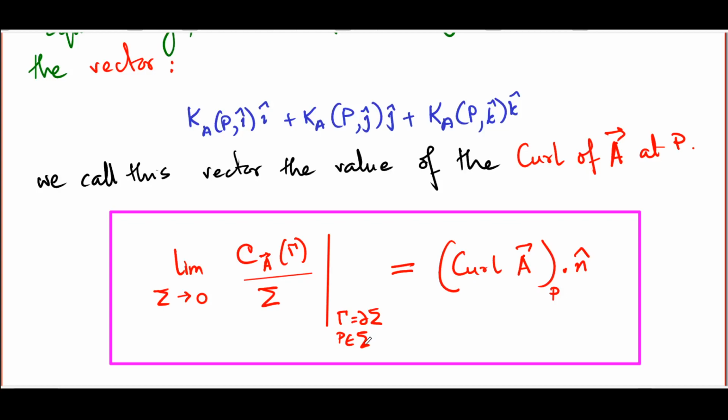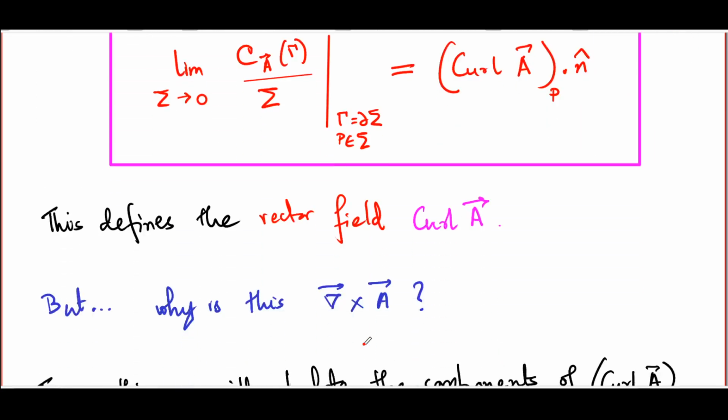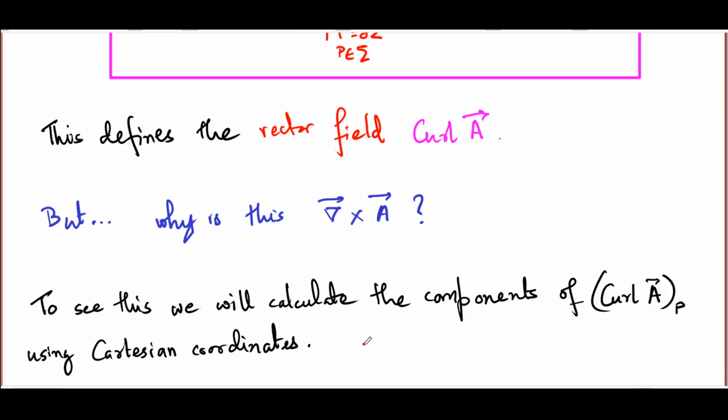So if you know the curl, you can use this to find out the surface density of circulation about any direction. On the other hand, if you want to calculate the curl, all you have to do is figure out all its three components, and for that you just have to take the loops in the xy, yz and zx planes, and they will give you the third, first and second components of curl of A at the point P. Of course, what this gives is a vector curl of A at P at every point P. So curl of A itself is a vector field, something which gives me a vector at every point in a region. Of course, the natural question to ask here would be, why is this del cross A?